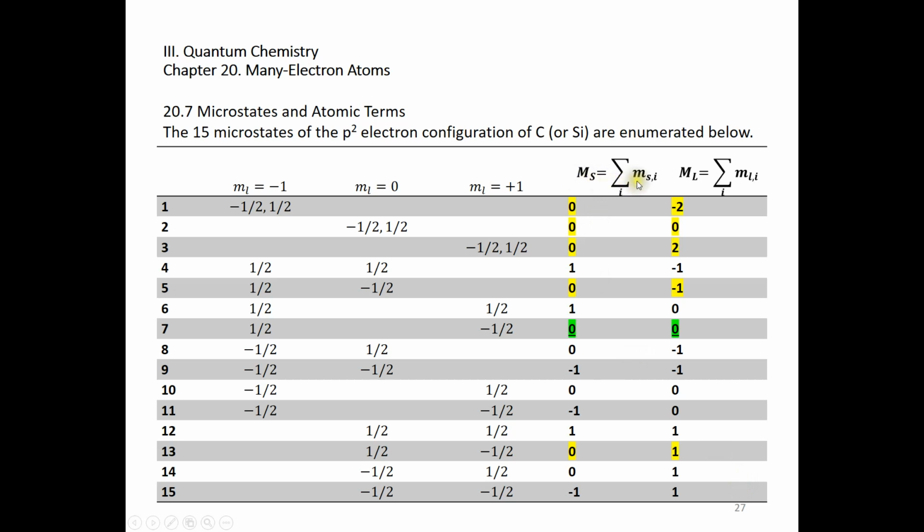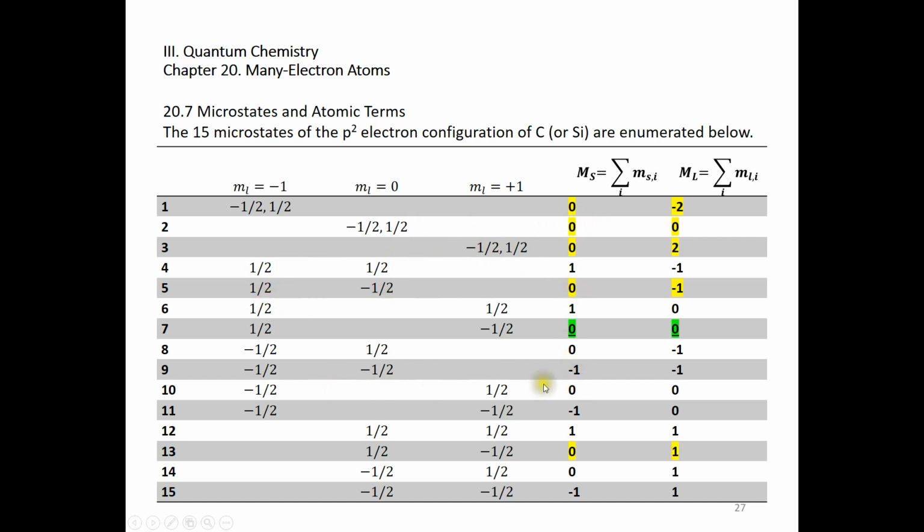We sum up the M sub S value, we sum up the M sub L value. So physically, we are looking at the Z components of the angular momentum and the Z components of the spin. And then we sum up the Z components. We just study the Z components for a group of electrons. Alright, let's sum it up. We have beta and alpha. So the sum is 0. Beta alpha, the sum is 0. Beta alpha, the sum is 0. Alpha alpha, the sum is 1. Alpha beta, the sum is 0.